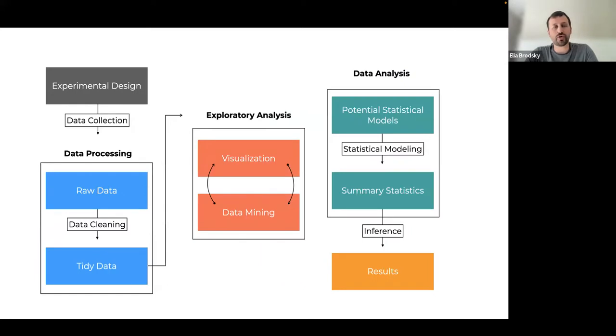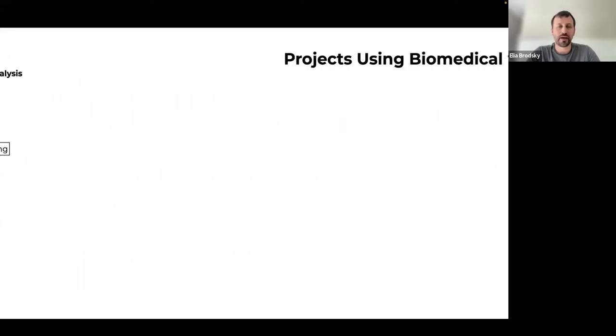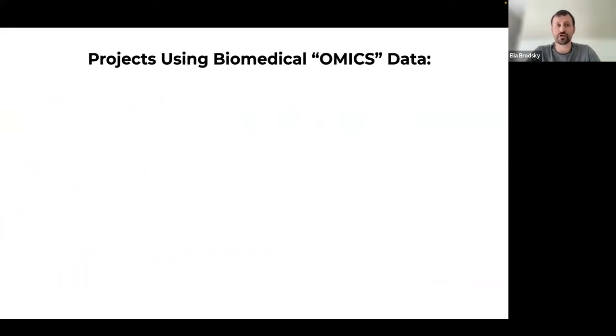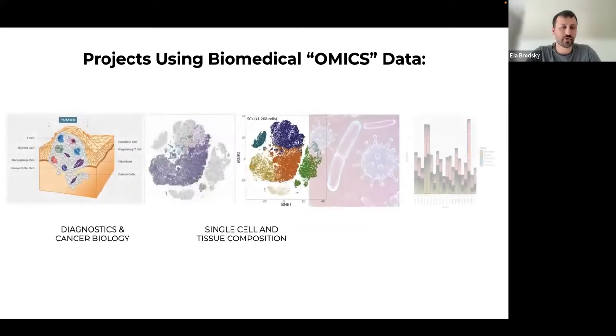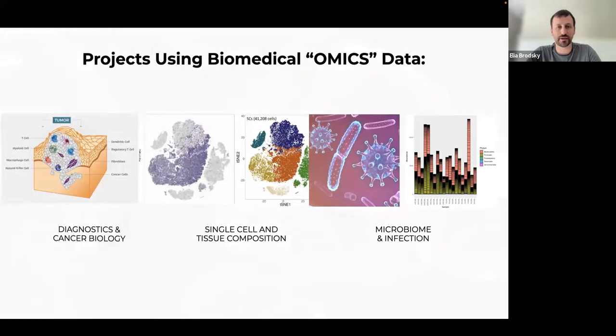We are going to also conclude with an overview of how all of the pieces or all of the steps of analysis tie together, from experimental design all the way to reproducible results that are based on inference from the choices that you've made along the way in your analysis of the data. At the end, you will be introduced to project examples where we talk about diagnostics and cancer biology, single cell and tissue composition, microbiome and infection.